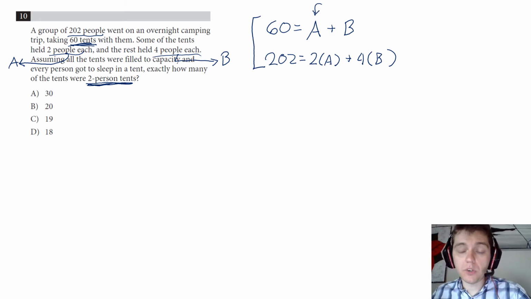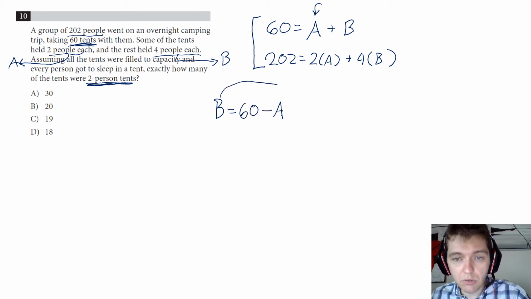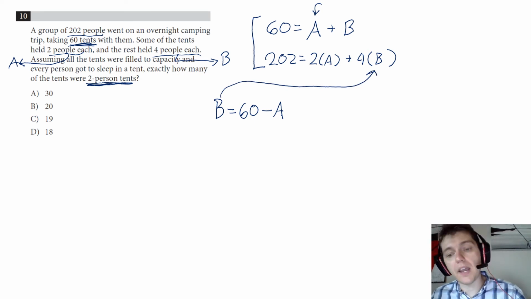So what you're going to want to do is keep A as a variable. So solve this first equation for B. So you'll have B is equal to 60 minus A. That allows us to plug this B into the second equation of our system of equations and leave it only in terms of A, which will allow us to solve for that A, the 2-person tents.